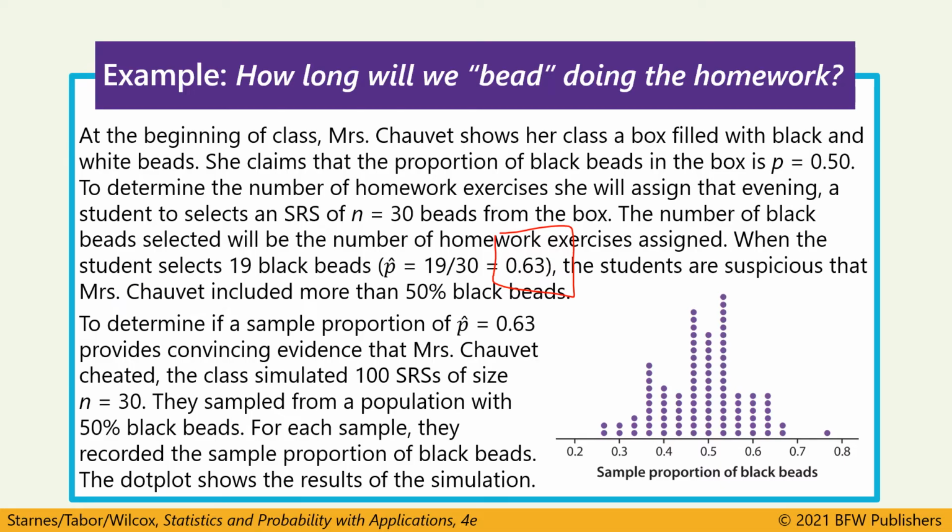Does this indicate that the actual proportion of black beads in this box is more than 50%? To figure this out, we have a simulation of 100 simple random samples of the same size, n equals 30. In each of these samples, they calculate the number that were black and convert it to a percentage. So every one of these dots represents a sample of 30 beads and the proportion which are black.